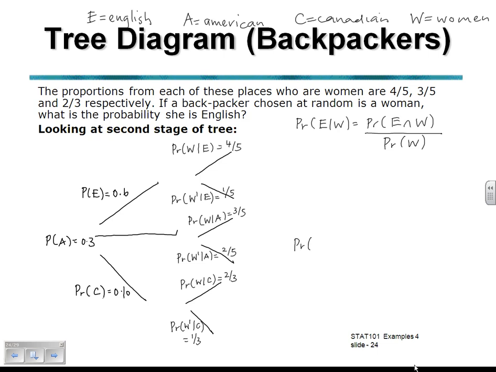The top line will be probability English intersection woman, but for the bottom line we must find out the total probability of being a woman. Which paths on our tree lead to the total probability that our backpacker will be a woman? Could be a woman given that she's English, a woman given that the backpacker is American, and a woman given that the backpacker is Canadian. Summing up those three branches will give us the total probability that the backpacker is a woman.